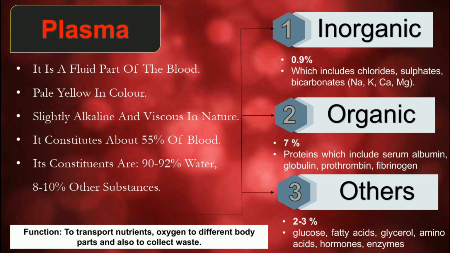Inorganic materials make up 0.9% of the plasma and include chlorides, sulfates and bicarbonates. Organic materials make up 7% of the plasma and include serum albumin, globulin, prothrombin and fibrinogen. Other biomolecules include glucose, fatty acids, glycerol, amino acids, hormones, and enzymes. The function of plasma is to transport nutrients and oxygen to different body parts and also to collect waste products.